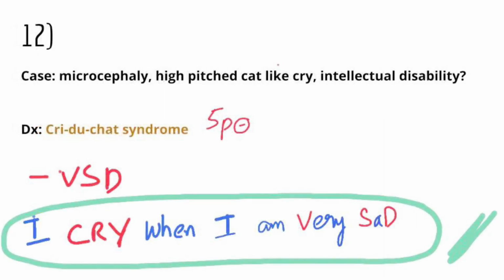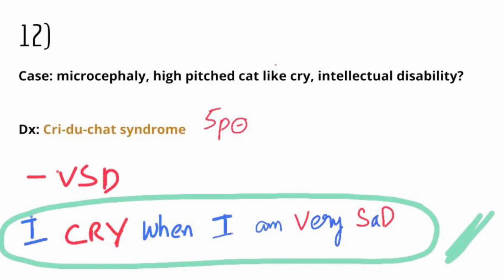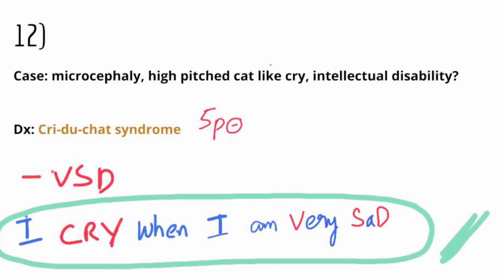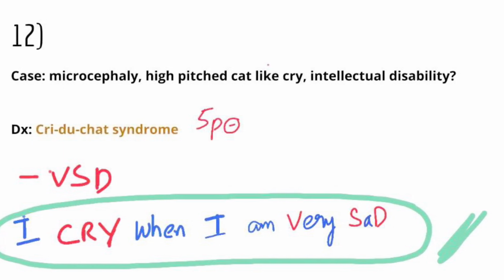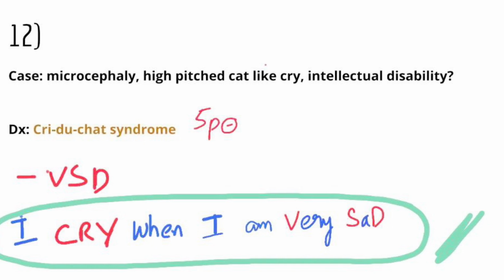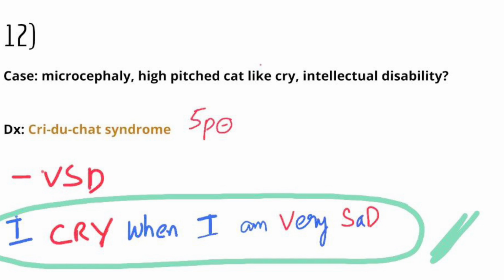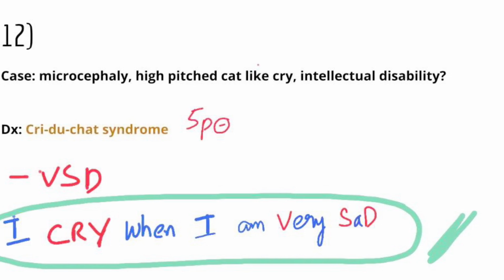The findings which we can see in cri du chat syndrome are microcephaly, intellectual disability, high-pitched crying, epicanthal folds, cardiac abnormalities, that is most commonly VSD. The mnemonic to remember the cardiac abnormality in cri du chat syndrome is I cry when I am very sad.